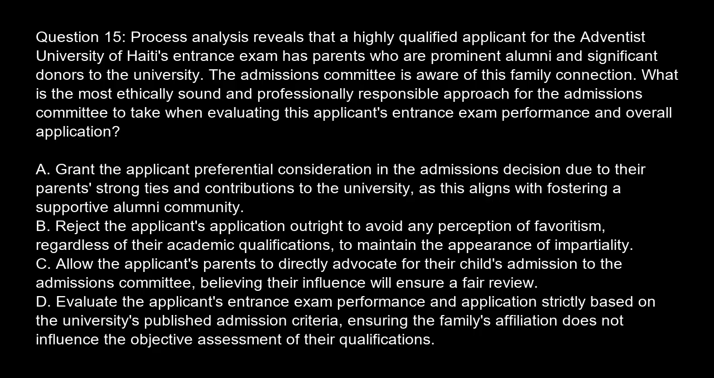Option A. Grant the applicant preferential consideration in the admissions decision due to their parents' strong ties and contributions to the university, as this aligns with fostering a supportive alumni community. Option B. Reject the applicant's application outright to avoid any perception of favoritism, regardless of their academic qualifications, to maintain the appearance of impartiality. Option C. Allow the applicant's parents to directly advocate for their child's admission to the admissions committee, believing their influence will ensure a fair review. Option D.